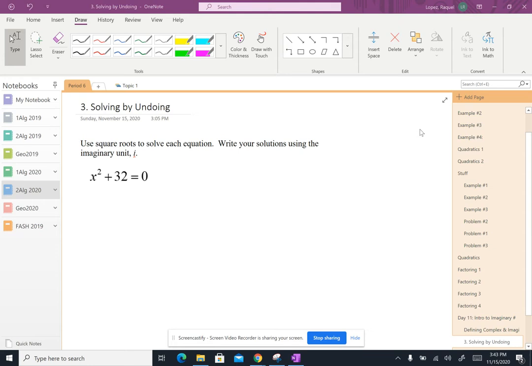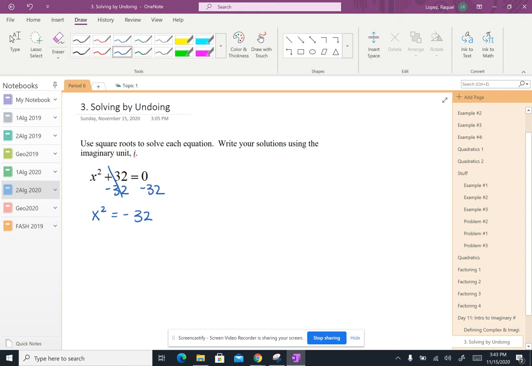Okay, so let's see. We've got x squared plus 32 equals 0. To start solving, we want to get x squared by itself on one side of the equation. So to start off, I'm going to subtract 32 on both sides so that I can start getting x squared by itself. That leaves me with x squared equals negative 32.